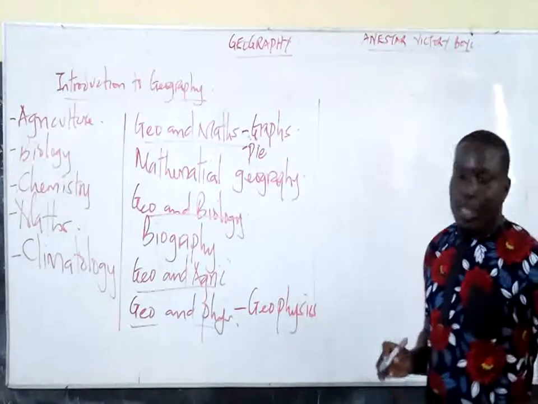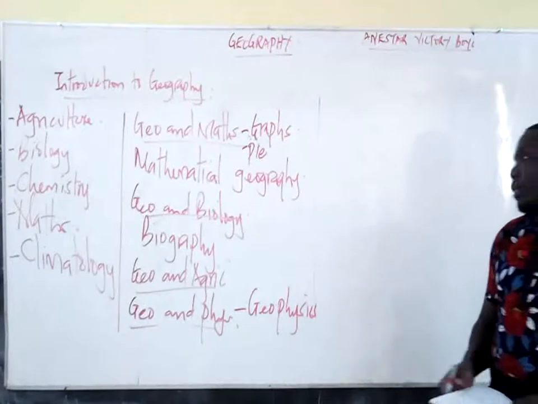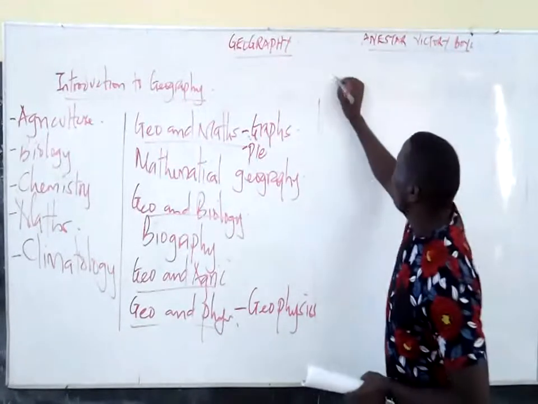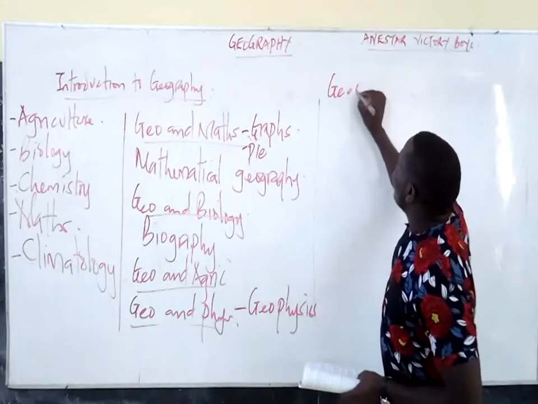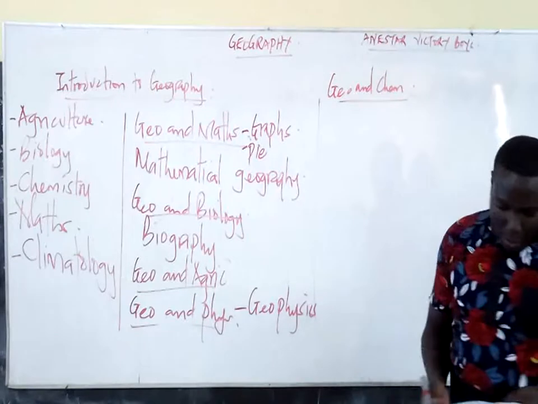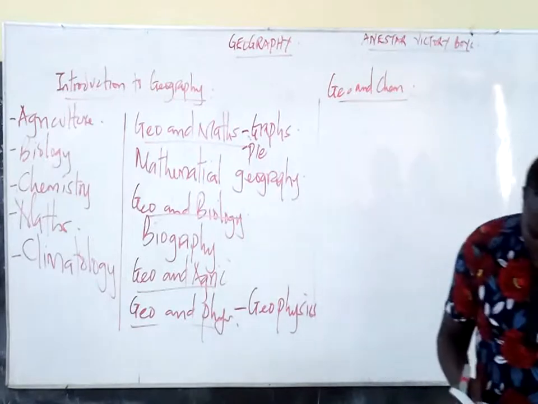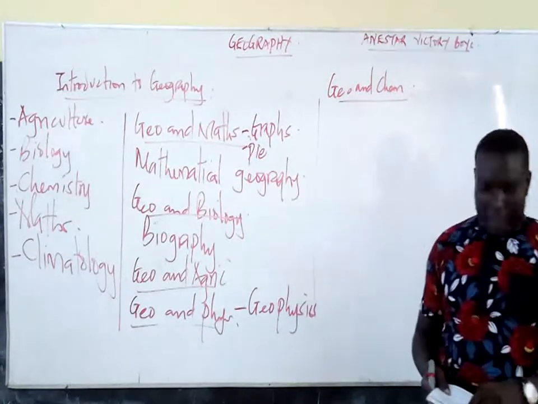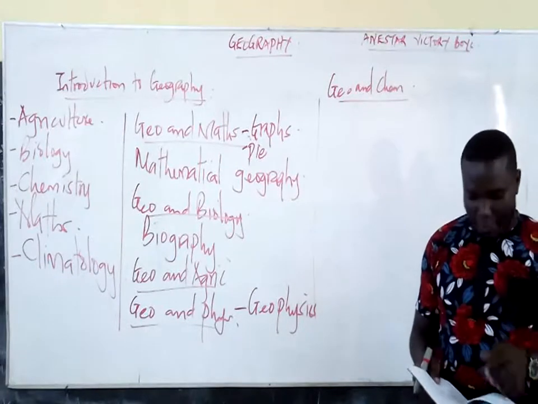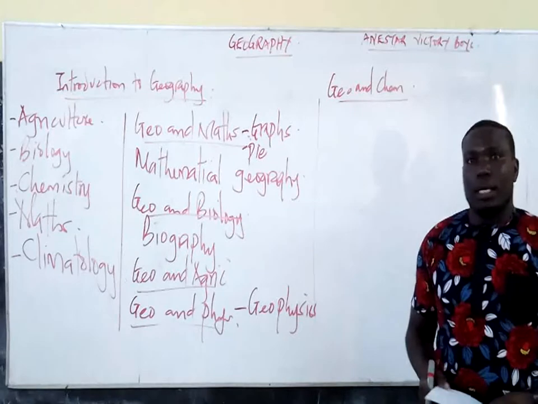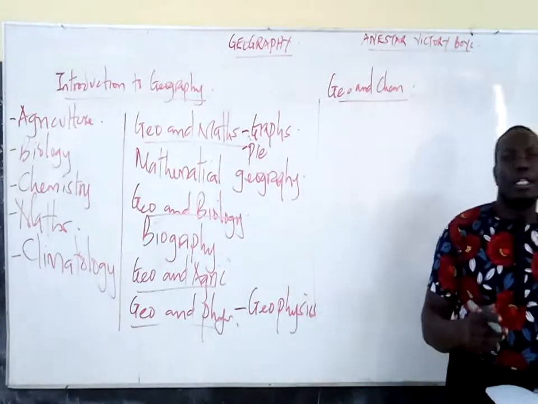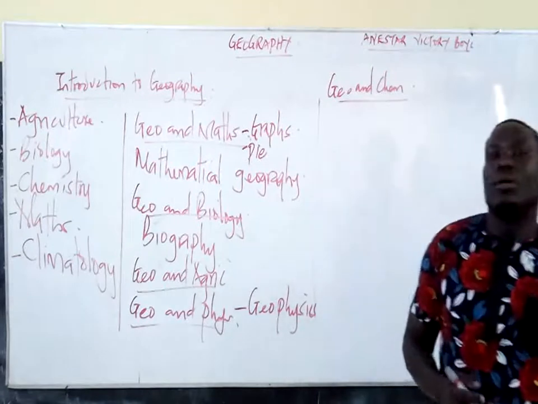Apart from geography and physics, we also want to look at the relationship between two other disciplines, that is geography and chemistry. How do geography and chemistry relate? Chemistry is the study of substances, their composition, and how they behave. Geography uses chemistry to study the chemical composition of the rocks.